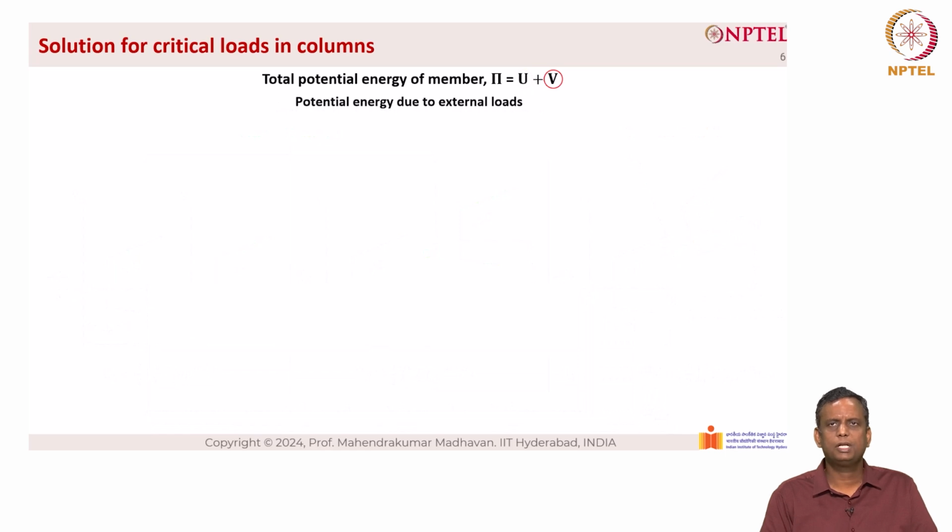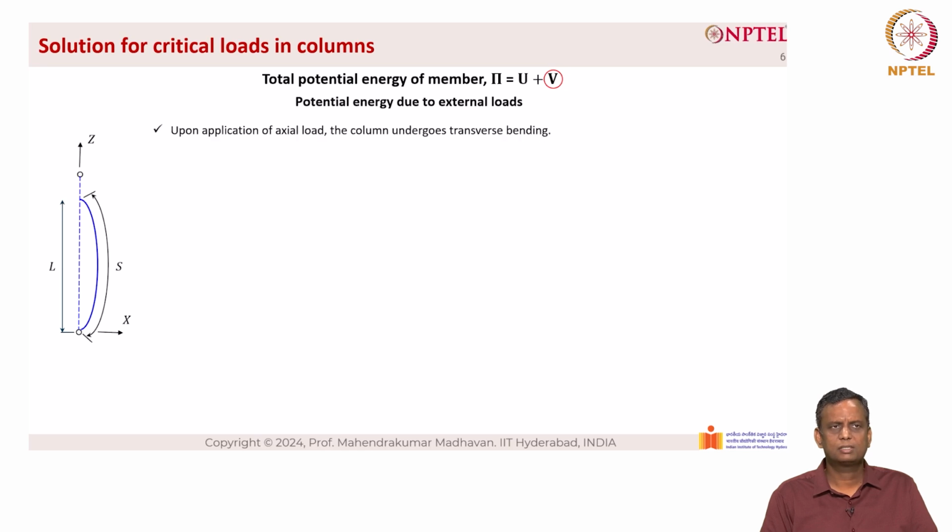Next is the potential energy due to external loads. So we have a column which is subjected to axial load. It is compressed. Upon application of axial load, the column undergoes transverse bending. Delta B is the distance by which the ends of the member approach one another as a result of transverse bending.